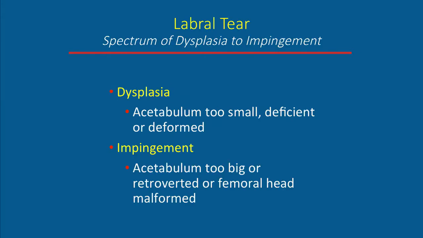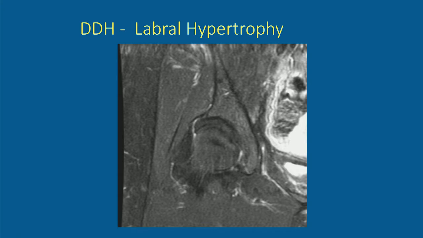Now, there is a spectrum, especially that we're starting to really appreciate, between dysplasia and impingement. One simplified way of thinking about this is that in dysplasia, the acetabulum can be too small, deficient, or deformed. With impingement, the acetabulum might be too big or retroverted, or the femoral head may be malformed. Let's look at DDH, which is not an uncommon finding as we look at painful hips in the athlete.